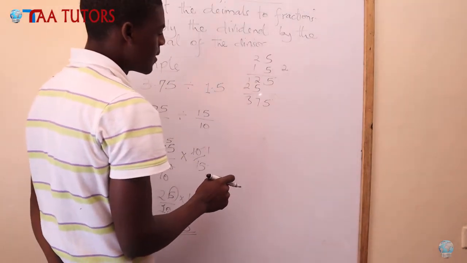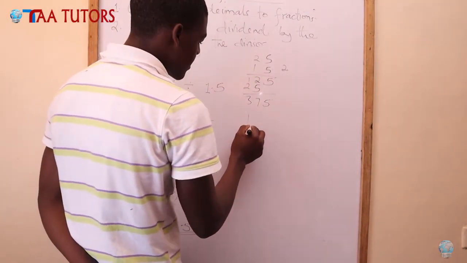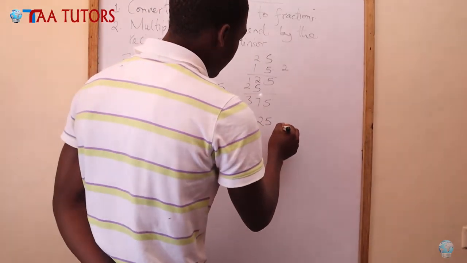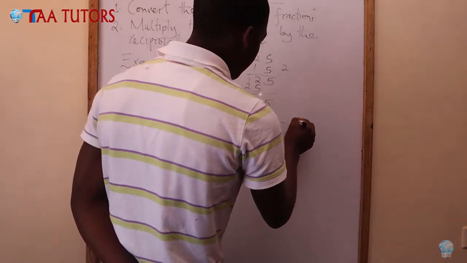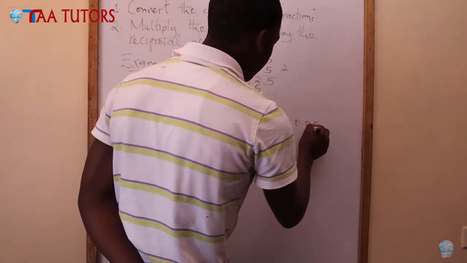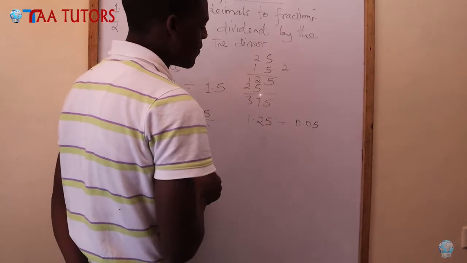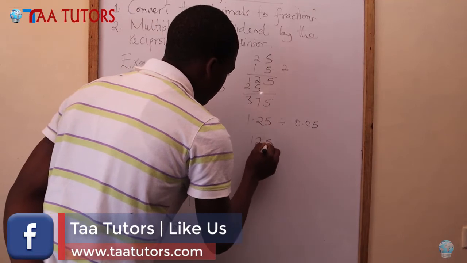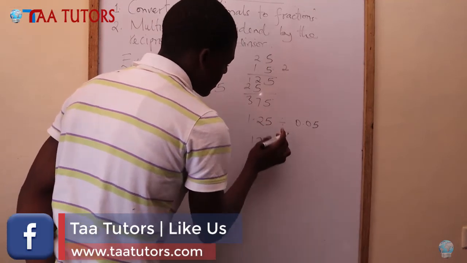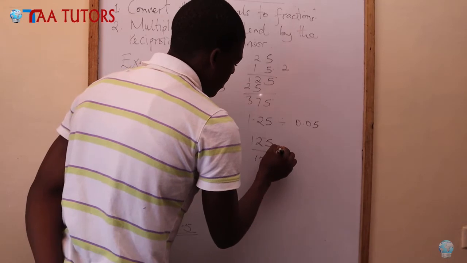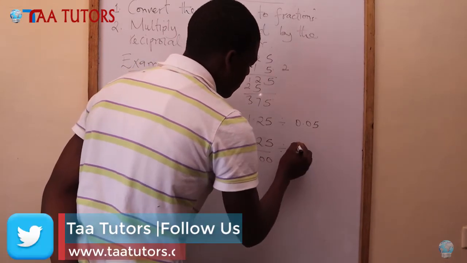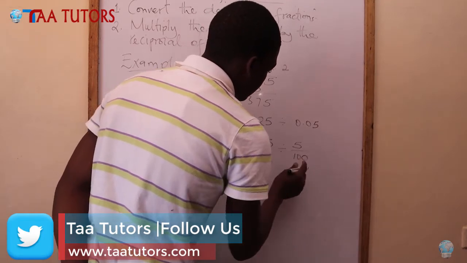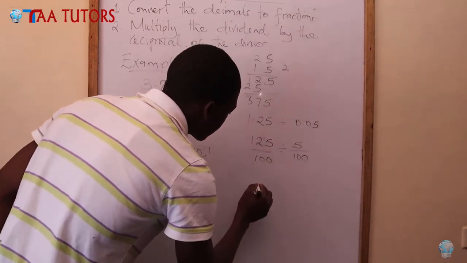Then let's take 1.25 divided by 0.05. That is division. The first step is to convert them to fractions. We have 125 over 100, 2 decimal places giving us 100. Then divided by, these also 2 decimal places, we will have 5 over 100. So up to that point, we will now go ahead to multiply.